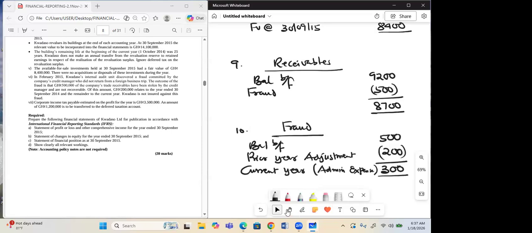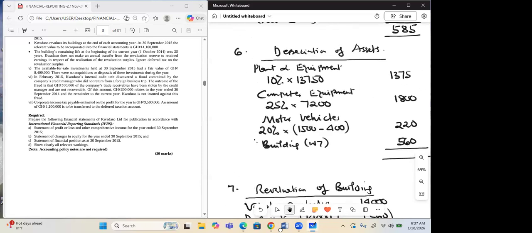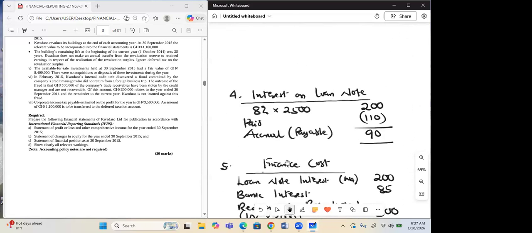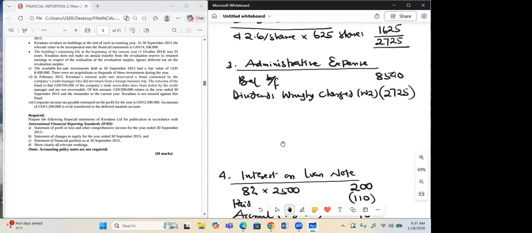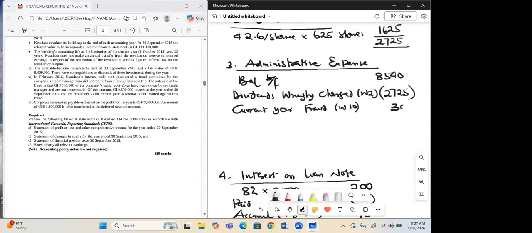So I'll go to the administrative expenses and put there the current year fraud. These are administrative expenses, so I'll put here the current year fraud, which we saw in working 9, working 10. That was 300, so it's more administrative expense. You add it to it.